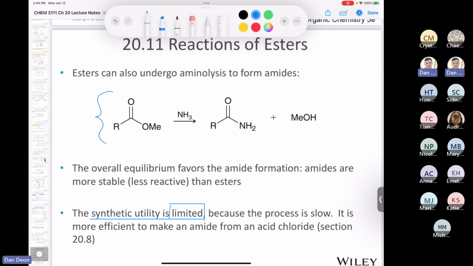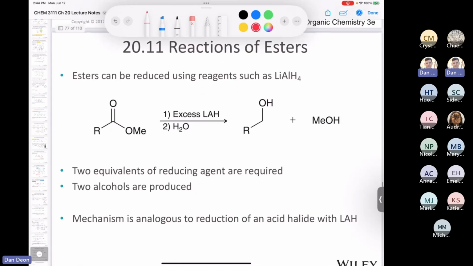So usually, if a person wants to make an amide, they would much rather make it from an acid chloride and then treat it with excess ammonia. That doesn't mean you don't have to know the reaction that's on here. It's just that the one I have written in red is preferable. It's just a preferred way of doing the reaction.